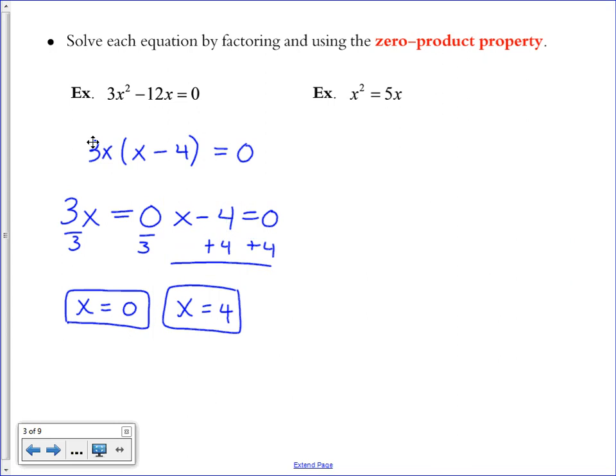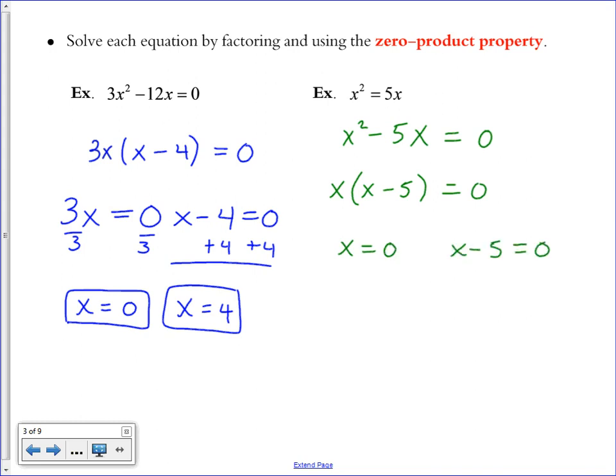In the next example, it's very similar, except that it doesn't start by saying equals 0. So you want to move the 5x over first, so it says equals 0. Now try to factor the left side. Now we have it as a product of two factors. We set each factor equal to 0, because one of them or both of them must be 0. First one's already solved. The second one, we add 5 to both sides and get your two answers for x.